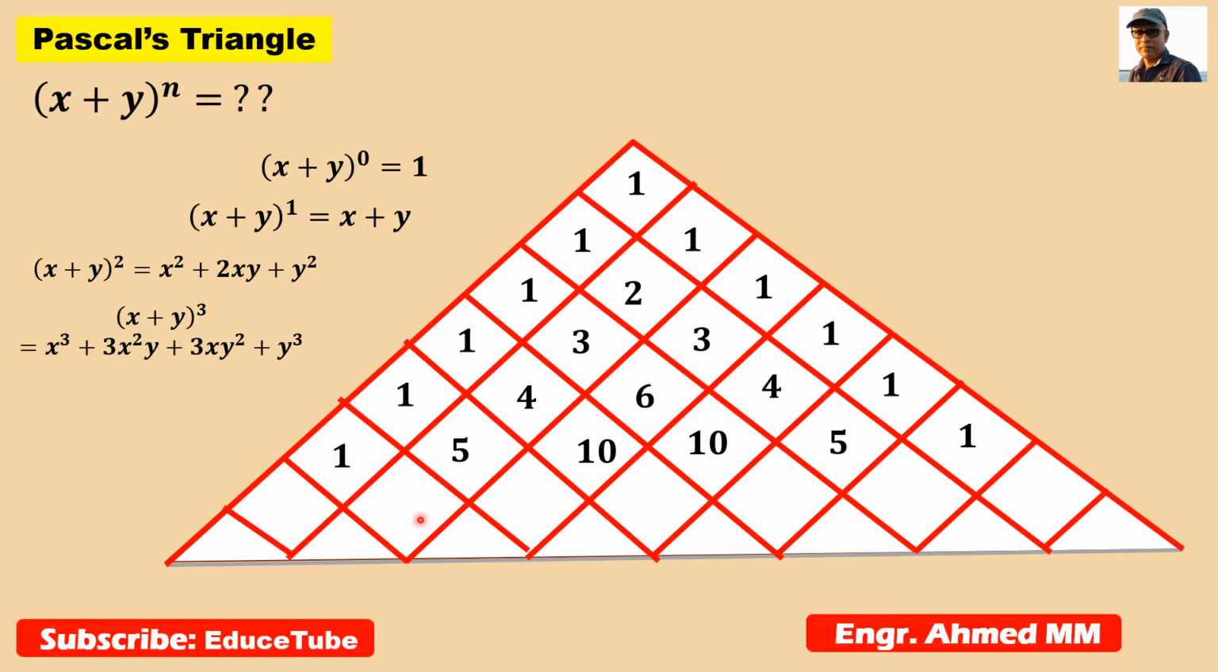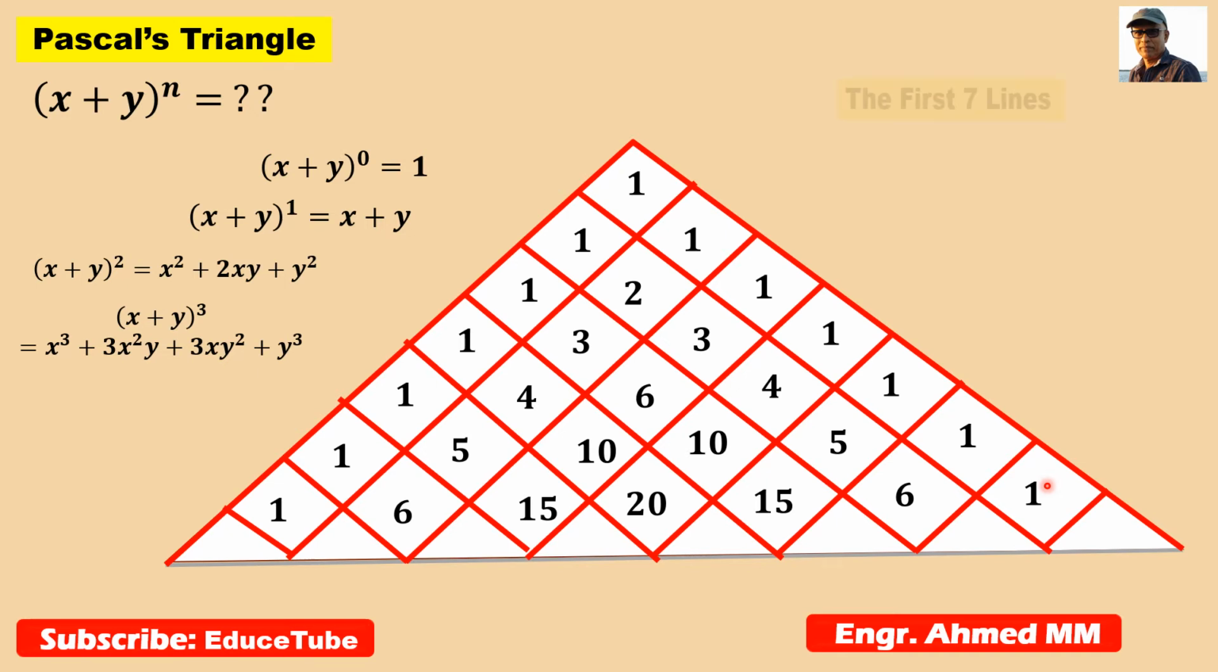Now 1 and 5 will be 6, 1 and 5 will be 6. We get 6 and 6. And here in 3 positions, we will do the same procedure. 10 plus 5, 15, and the other position also will be 15. In the middle, 10 plus 10, 20. And at both ends, it will be 1 and 1. So we are done with the triangle. We got all the coefficients.